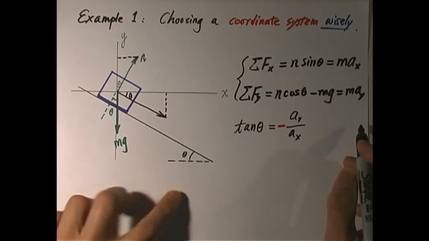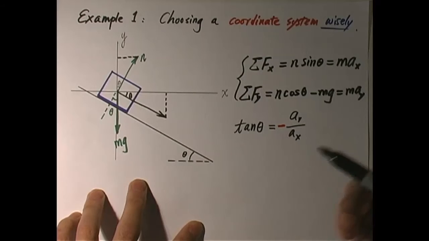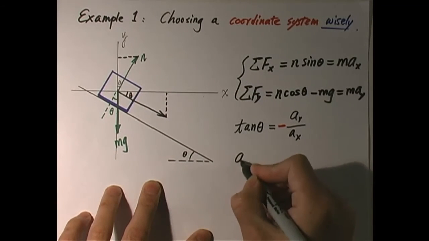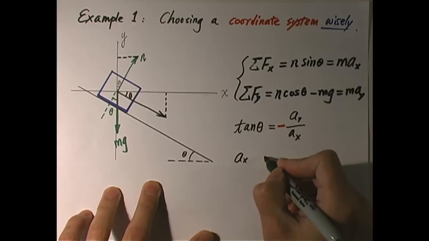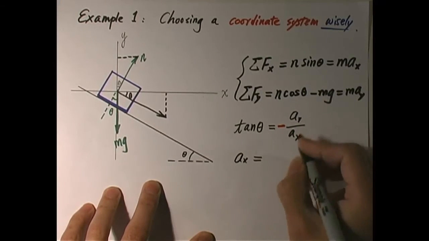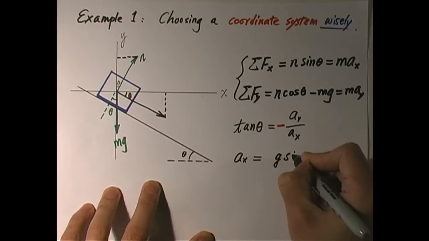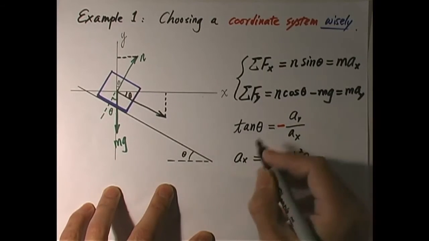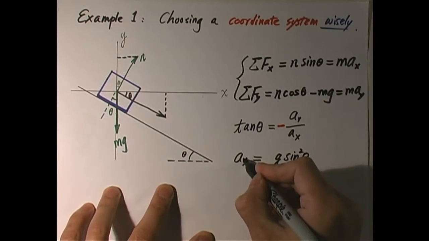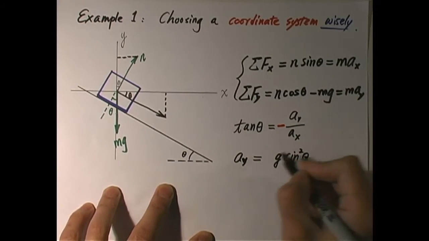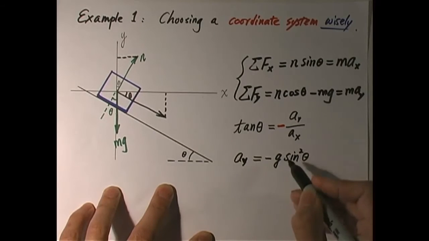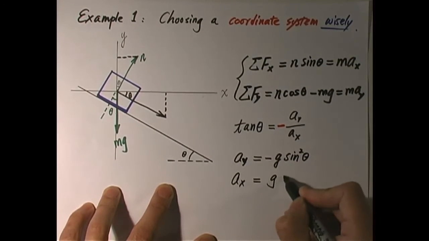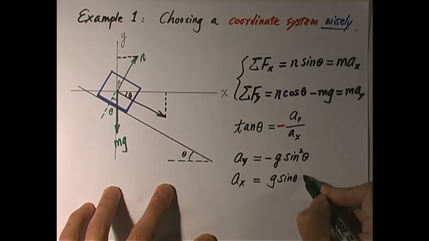In fact, let me spare you the algebra. You can easily do it yourself if you want to. And let me just write down the result. You eliminate n, you just find a sub x and a sub y. What is a sub x? It is equal to g sine theta squared. I'm sorry, that is a sub y. A sub y is g sine theta squared with a negative sign. You know a sub y is negative. A sub x is equal to g sine theta cosine theta, and that is positive.